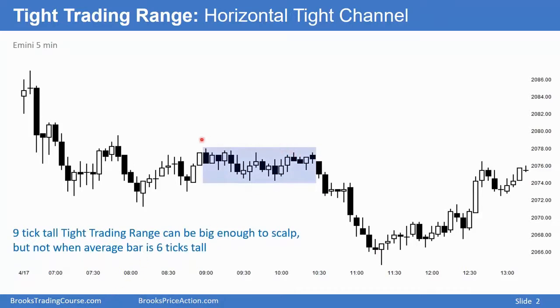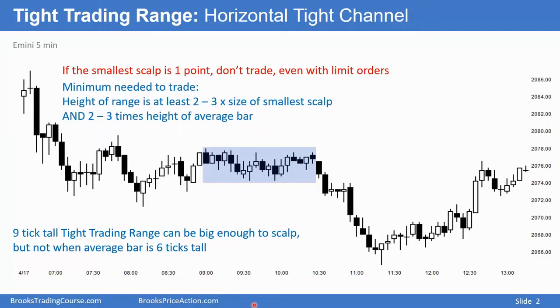However, the height of this trading range is only 9 ticks tall. That's often enough room to scalp with limit orders, but not when the average bar is only 6 ticks tall. If the smallest scalp in the E-mini is 1 point, which it is, you should not trade when the market looks like this. You should not trade even with limit orders. It's too difficult to make money, too easy to lose money, and it's too easy for the losses to be bigger than the wins.